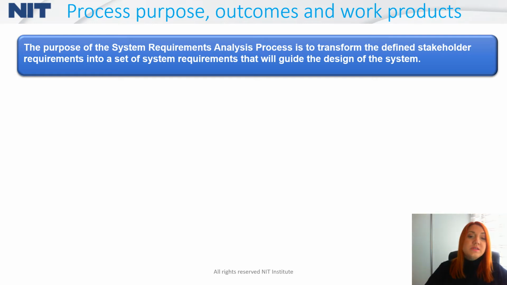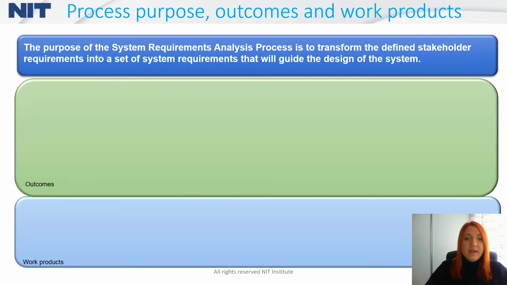Let's now check what is the purpose of the system requirement analysis process. Here it is written that the purpose of the system requirements analysis process is to transform the defined stakeholder requirements into a set of system requirements that will guide the design of the system. This is true. It means that we need to have established a good system requirement analysis process in our company if we want to use the customer requirements. Now let's check what are the outcomes of this process.